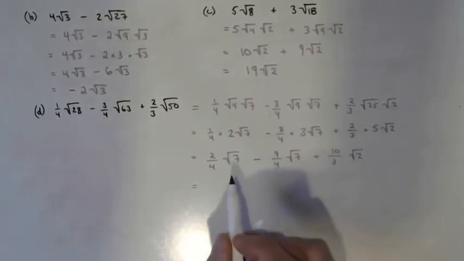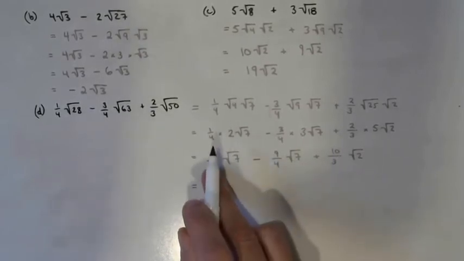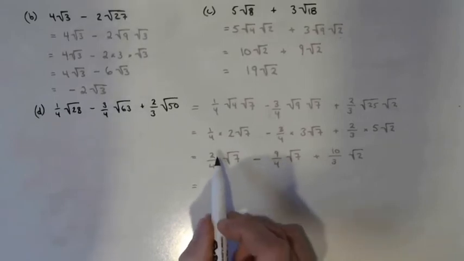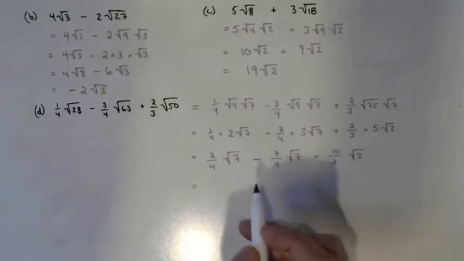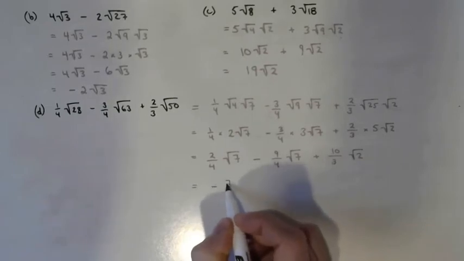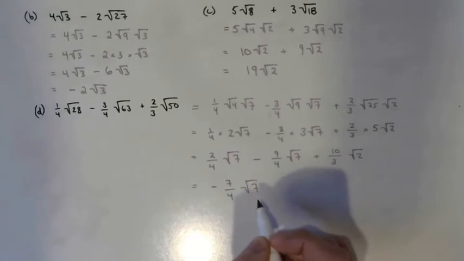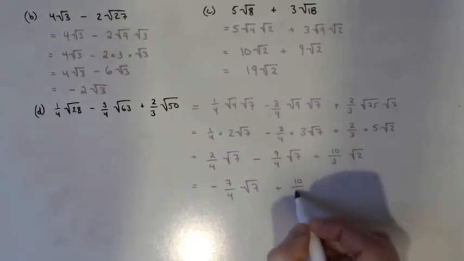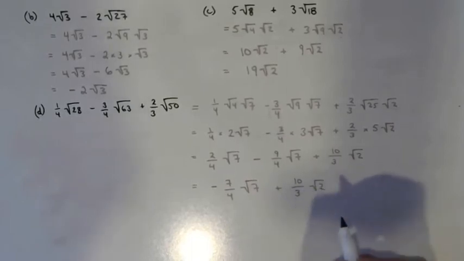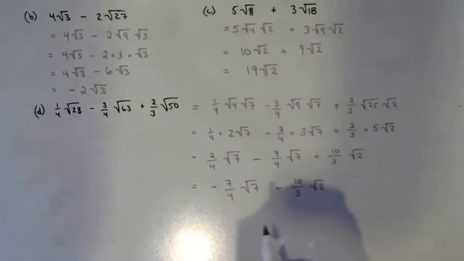Now what do I have? I have 2 terms that have a like radical, and they also conveniently have the same denominator as their multiplier. So I've got 2/4 minus 9/4. Well, 2 minus 9 is -7. So I've got -7/4 radical 7 plus, can't reduce this any further, 10/3 radical 2. Okay, that's one way to write this answer. This is sufficient. It's good.